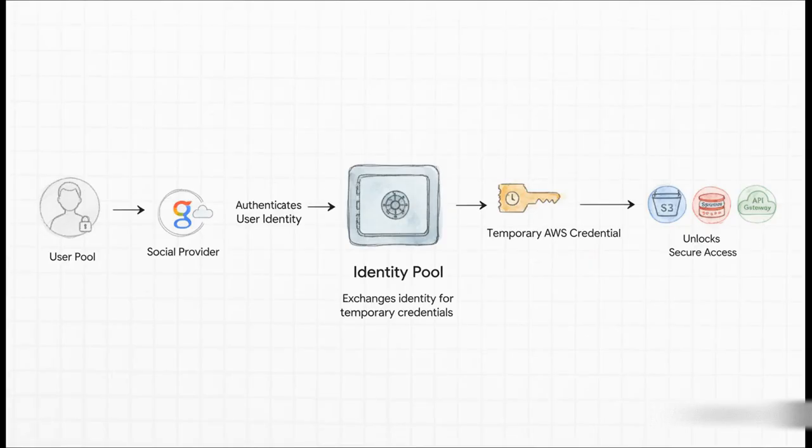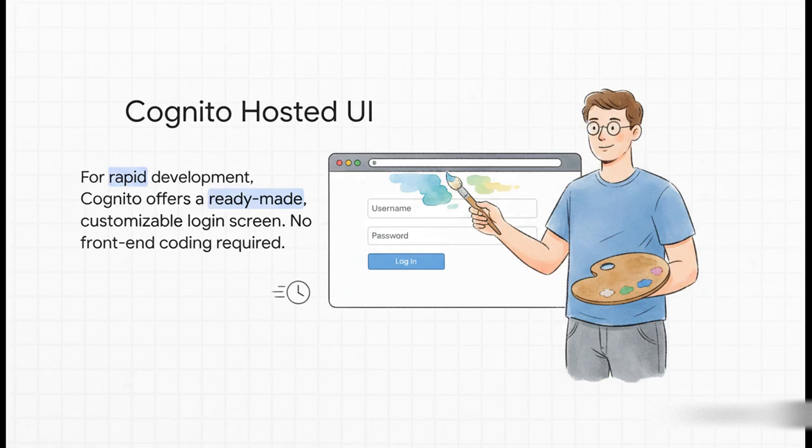And that's when identity pools take over. They act like a secure broker. Once a user is proven to be legit by the user pool, the identity pool can trade that identity for a set of temporary, limited power AWS keys. And this is where it gets really powerful. It means your user can, say, upload a profile picture directly to an S3 bucket, and your own server doesn't even have to be the middleman. It's amazing. Oh, and get this.